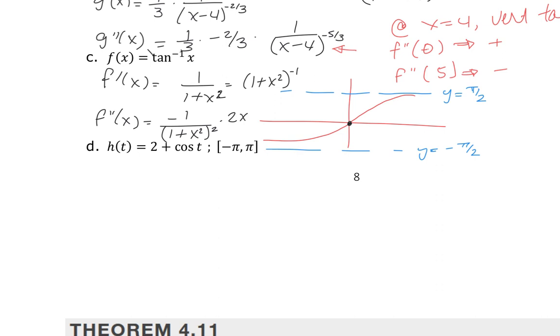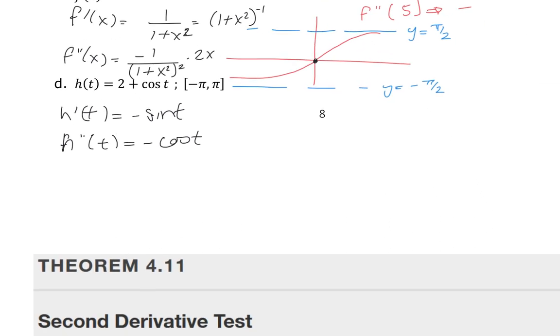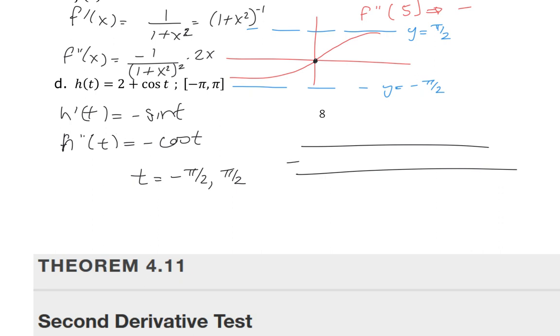Now let's look at our last one here. D: h prime of t is equal to negative sine of t. H double prime of t is going to be equal to negative cosine of t. I don't know what's happening in my pen. So in this interval between negative pi to pi, negative cosine of t equals zero when t is equal to negative pi over 2 and pi over 2. So we can do a sign chart for this one. It's just negative cosine of t. That's my second derivative. And I have negative pi over 2, and I have pi over 2.